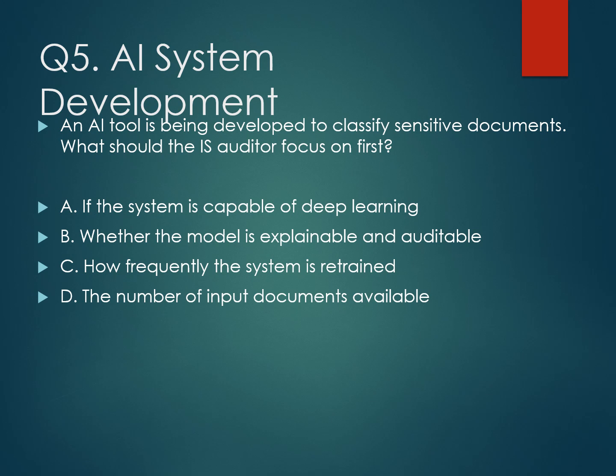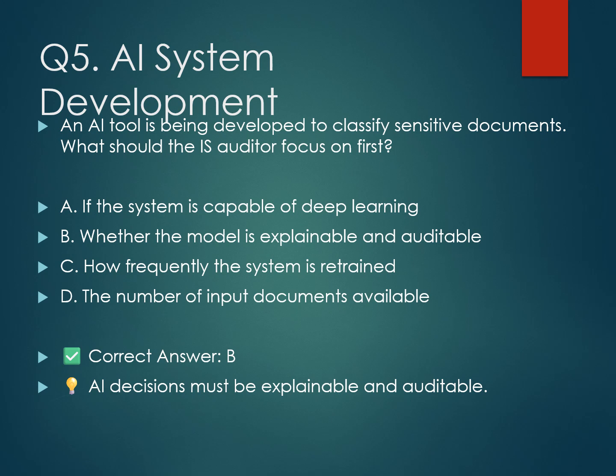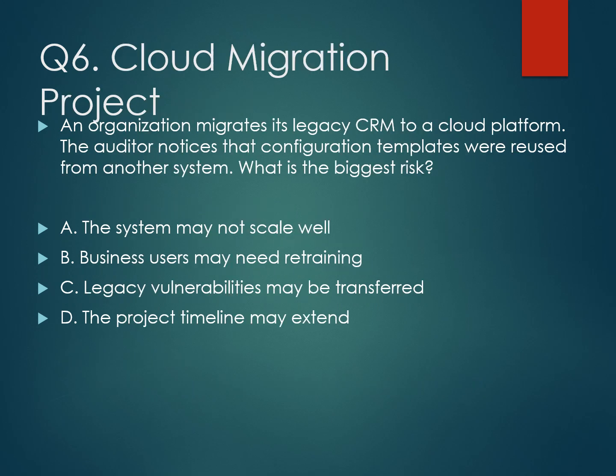C. How frequently the model is retrained. D. The volume of training data. Correct answer, B. AI in audit requires transparency. The auditor must ensure model decisions can be explained and verified. Question 6. Cloud migration risks.